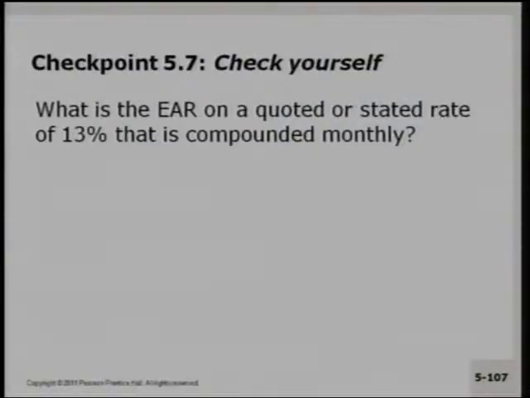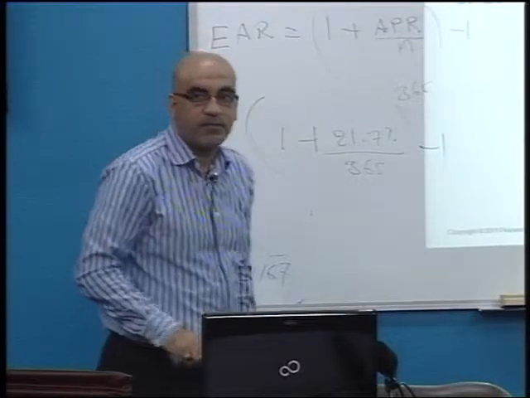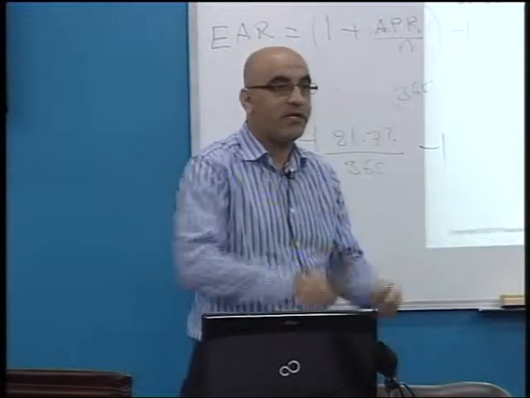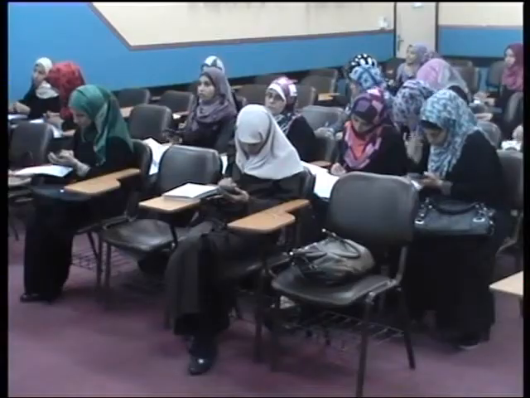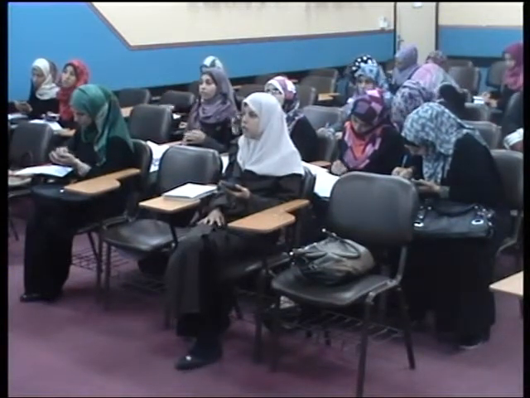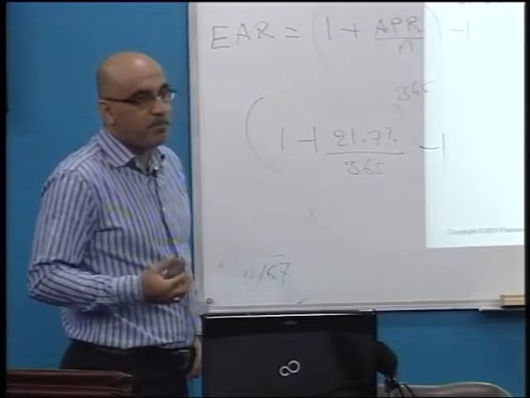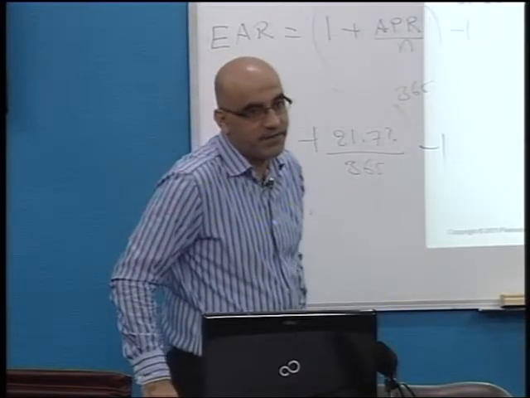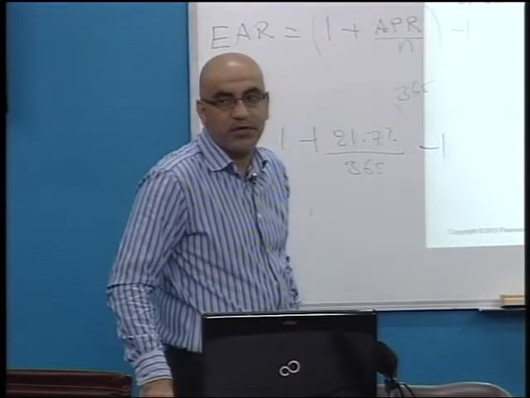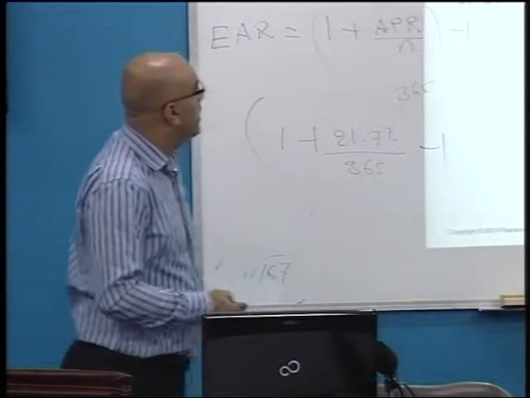Okay, check yourself now. What is the effective annual rate on a quoted or stated rate of 13% that is compounded monthly? So, do it. Where is your calculator? 13 point something. If mistakenly your answer is below 13%, it means you are wrong. Try to do the calculations again.